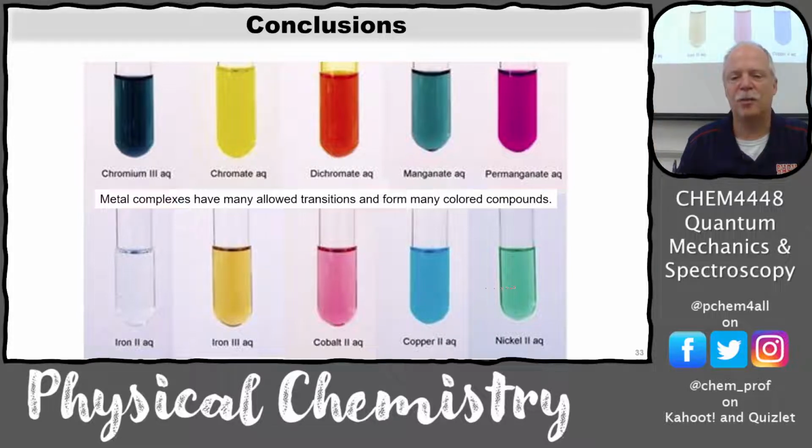Here's cobalt, copper, nickel, etc. So all these metal complexes, they really do form a lot of great color compounds. When you get to inorganic, you'll actually study the changes in colors with different ligands. You'll put on things like cyanide groups, water, ammonia, and so on, and you'll look at the changes in these transitions.